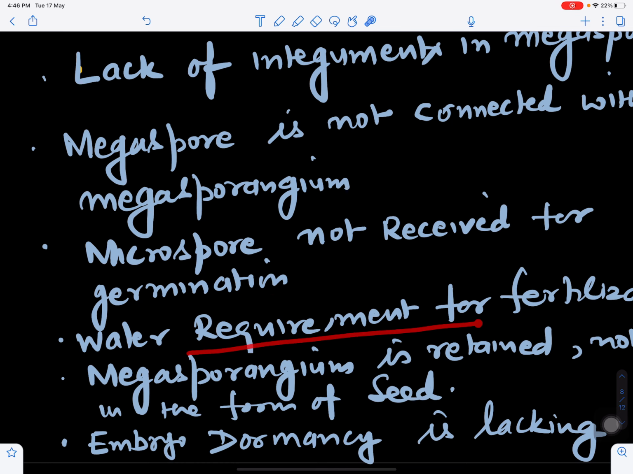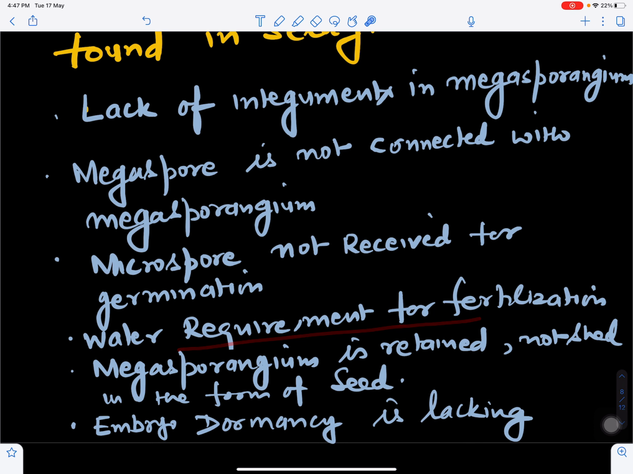Water requirement for fertilization ज़रूरी है इसमें. पानी के बिना इनकी फर्टिलाइजेशन नहीं होगी, लेकिन एंजियोस्पर्म में ऐसा नहीं है. वहाँ पे वाटर, इंसेक्ट, एनिमल्स, ह्यूमन बींग्स, they can help in transfer of the pollen grain.